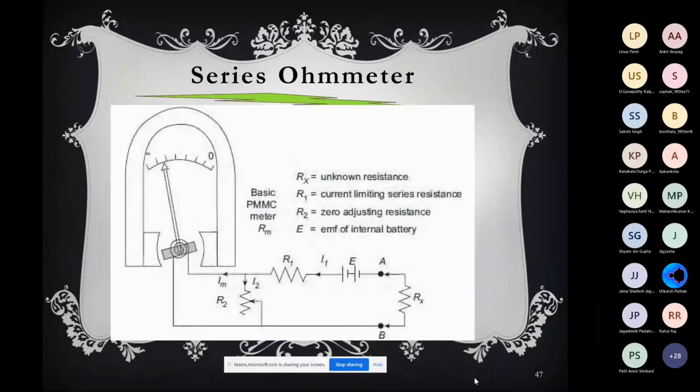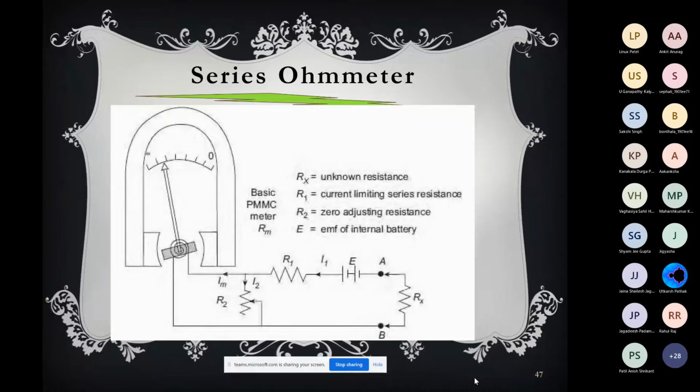The current entering into the PMC instrument will change. That means with time it will decrease, so your calibration will change. Once you are calibrated correctly with full E, what will happen when E decreases? The I2 will be less. The meter will give you a lower reading, and that will not be exactly the value of the unknown R.